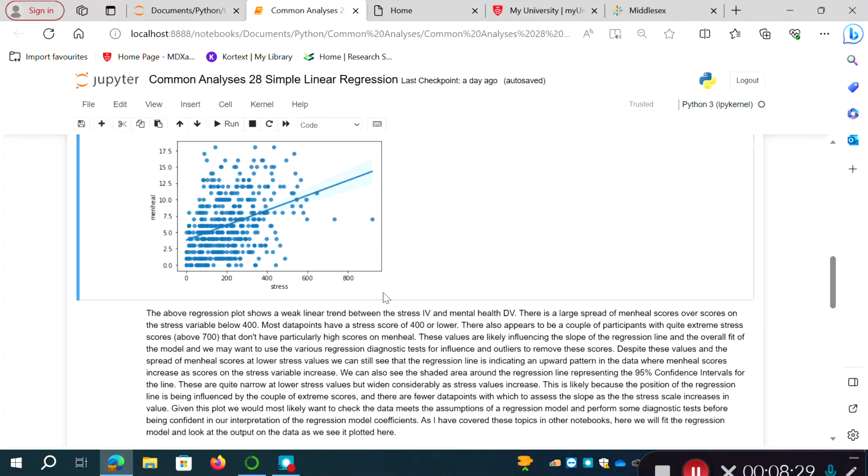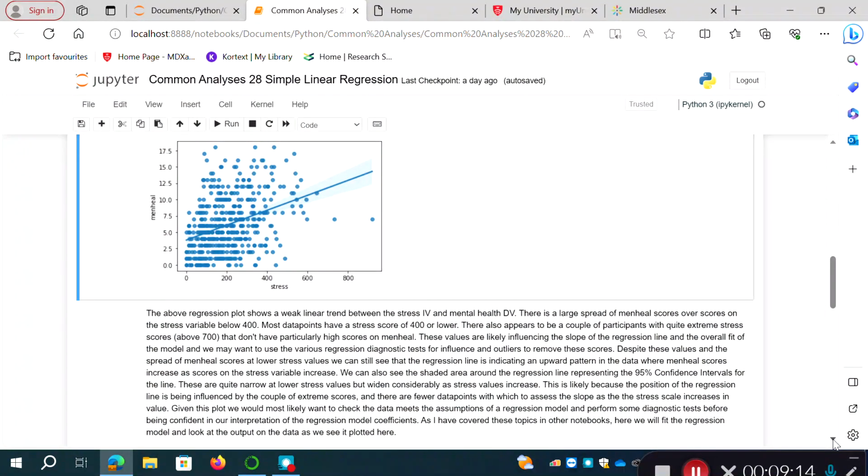There also appears to be a couple of participants with quite extreme stress scores. These ones here, definitely, maybe some of these even above 700, and they don't seem to have particularly high scores on mental health. These two values here are likely to be influencing the slope of the regression line and the overall fit of the model. And we may want to use various regression diagnostic tests for influence and outliers, and then consider removing those scores. But despite these values, I'm not going to do that here. I'm just going to go along with interpreting the model as it is.